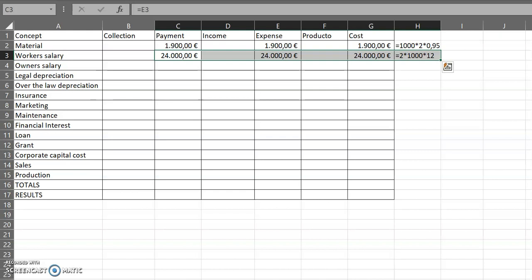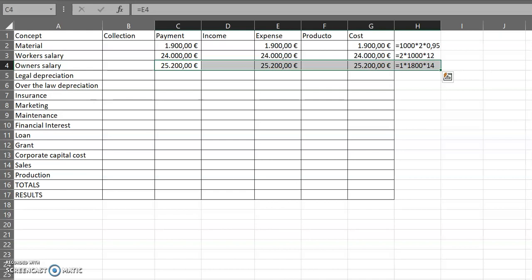Then there's the owner. It's only one person that earns 1,800 per month in 14 payments non-prorated. So in this case, it's going to be 14 payments. And again, it's going to be a cost, an expense, and a payment, just as before.